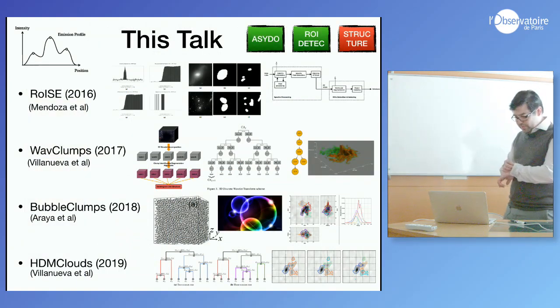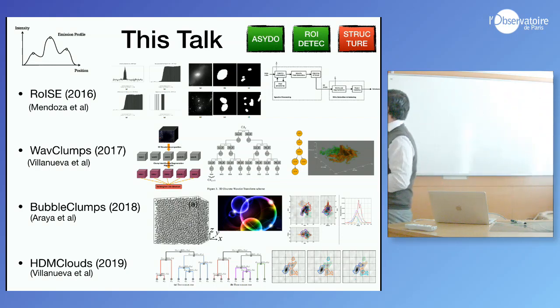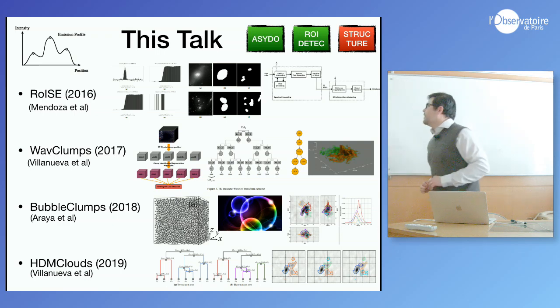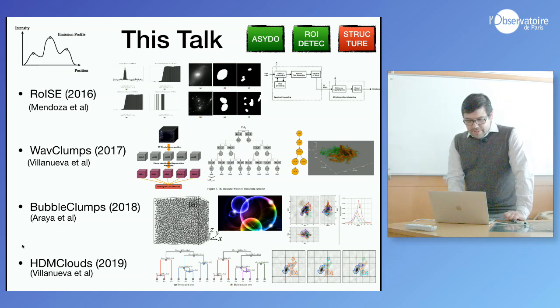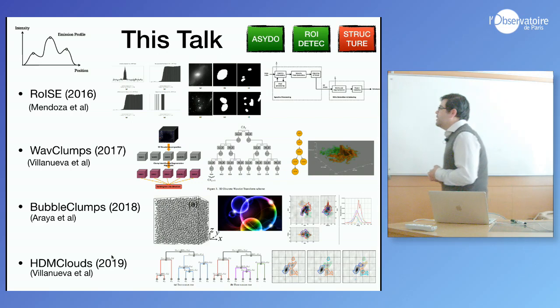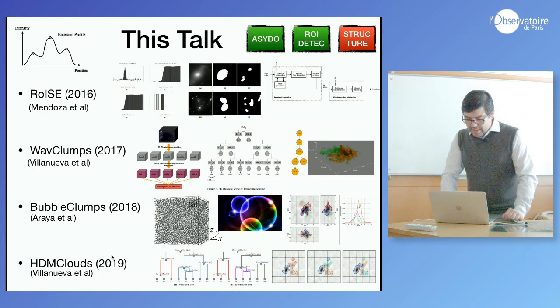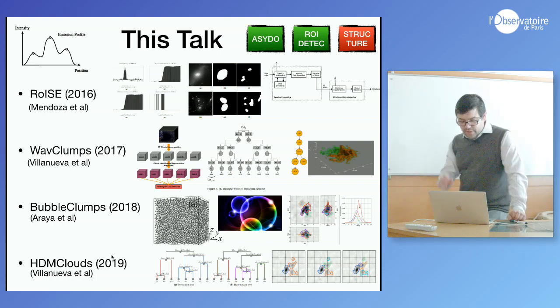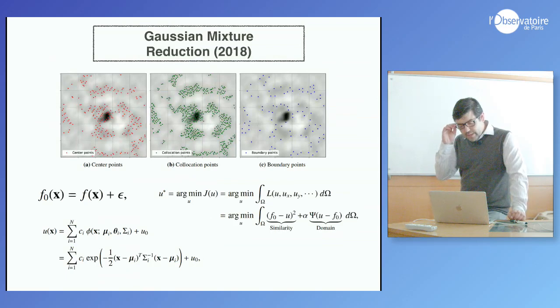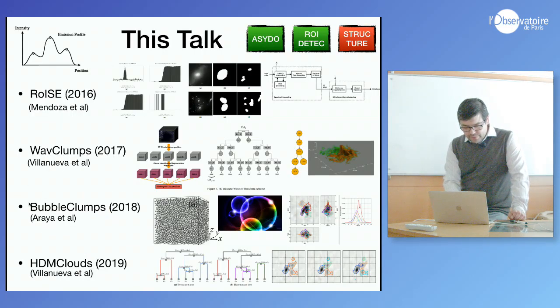Okay, so that was this idea. I didn't show it, but there are other clustering methods that are possible. A much more recent contribution was the HDM cloud, which is a specific algorithm for molecular clouds, but I think it can be applied to other things also. This paper is published in Astronomical Computing, and it was presented in MRS.